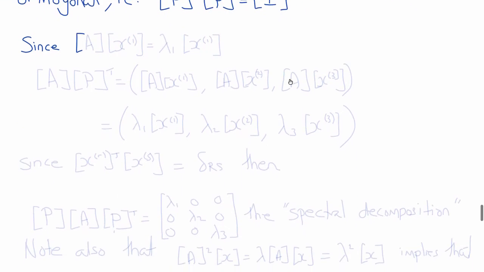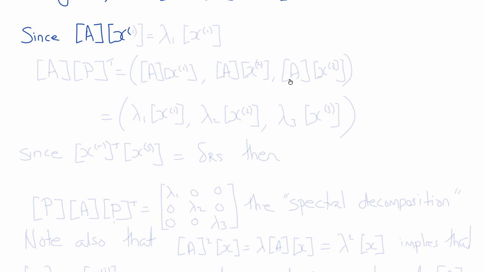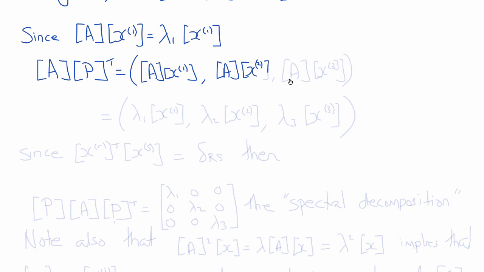And then from the fact that A times x1 equals lambda 1 times x1, we can show that the matrix A times P transpose, which would therefore have columns A x1, A x2, and A x3, must also have columns lambda 1 x1, lambda 2 x2, lambda 3 x3.